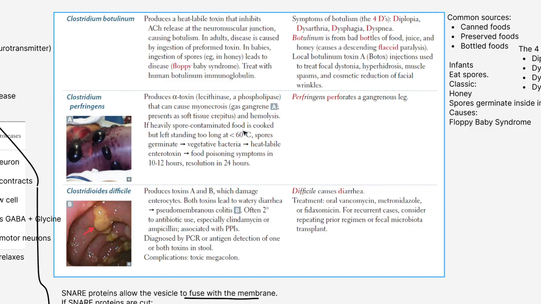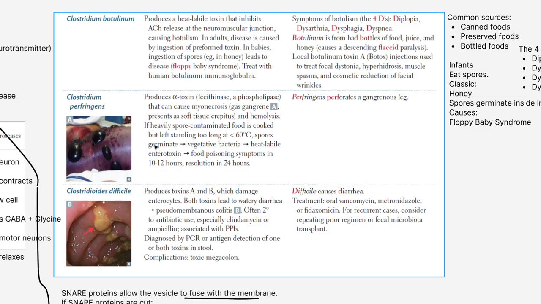If heavily spore contaminated food is cooked but left standing too long at less than 60 degrees Celsius, the spores germinate. You get vegetative bacteria and a heat labile enterotoxin enters the system, and food poisoning symptoms occur in 12 to 12 hours, and resolution happens in 24 hours.